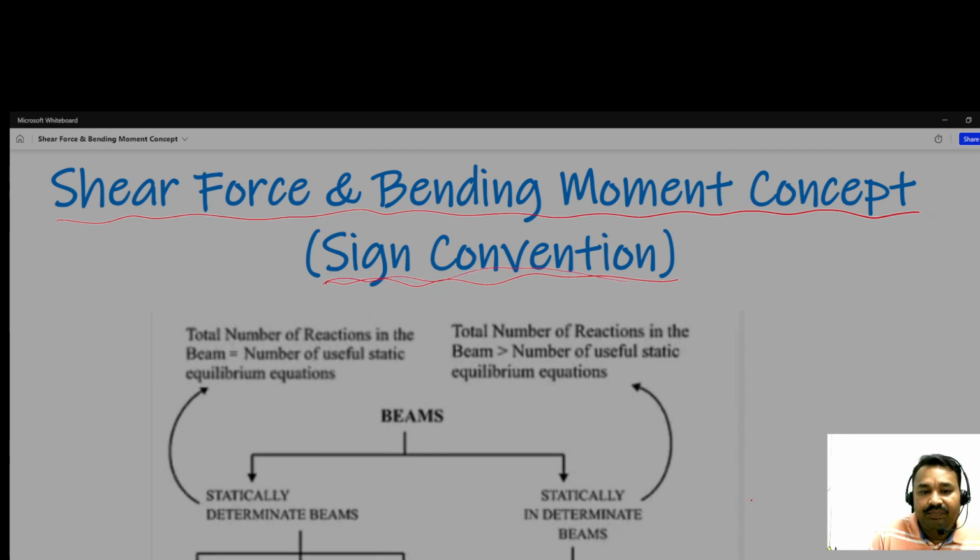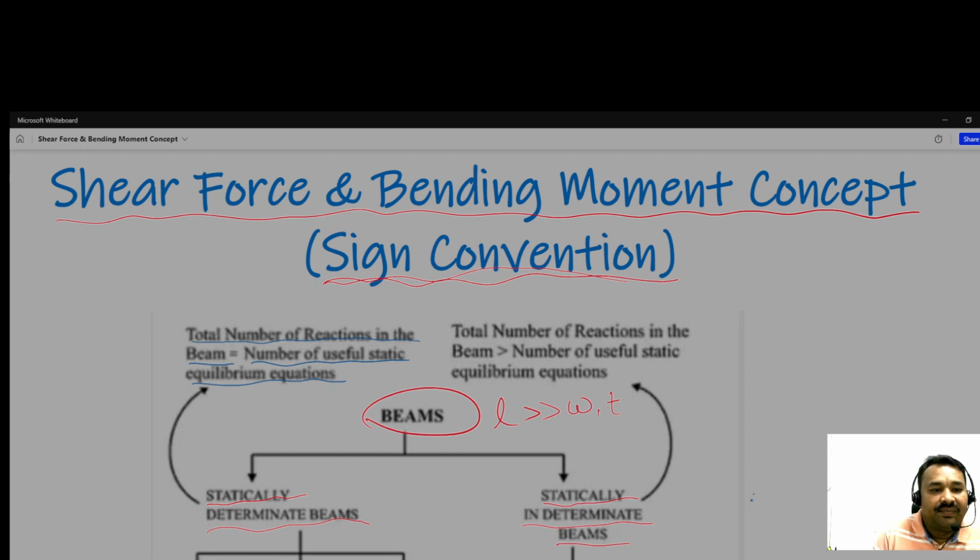Once again, a beam. What is a beam? A beam is a member in which the length is much greater than the other two dimensions, like width or thickness. Beams can be divided into two parts: statically determinate beams and statically indeterminate beams. What is a statically determinate beam? If the total number of reactions in the beam is equal to the number of useful static equations, then the beam is known as a statically determinate beam.